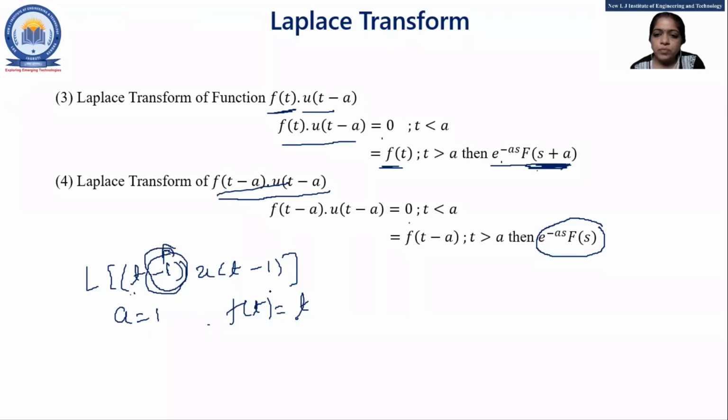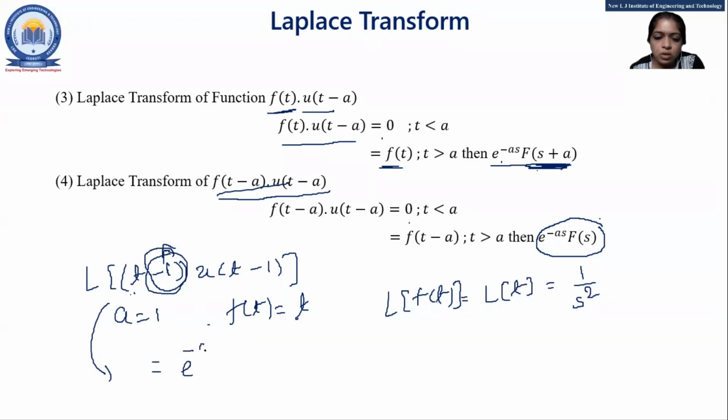Okay, so as per the rule, now you have to find the Laplace of function of t, that is Laplace of t, and Laplace of t is what? T raised to n with n is 1, so 1 upon s square is there, right? Now, if I apply this formula, the answer of this question is e raised to minus as, a is 1, so e raised to minus s, and 1 upon s square. This is my final answer.